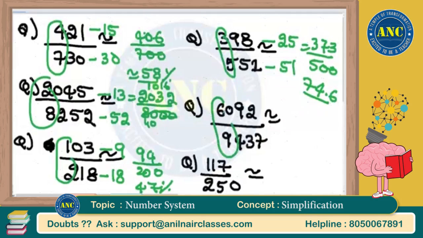74.6. 6 by 9. It is 2 by 3 format. So if I subtract 37, 3 12s are 36, closer. So it is subtract 24.